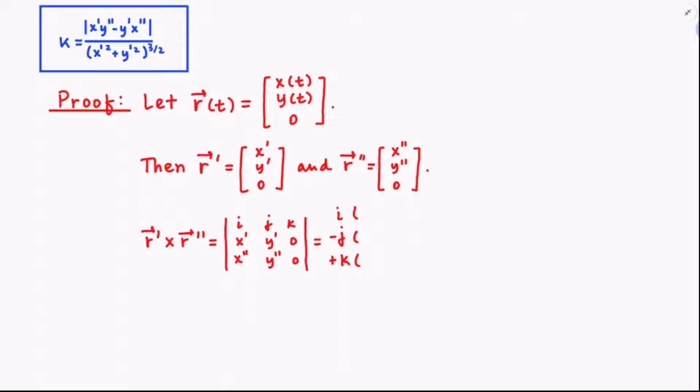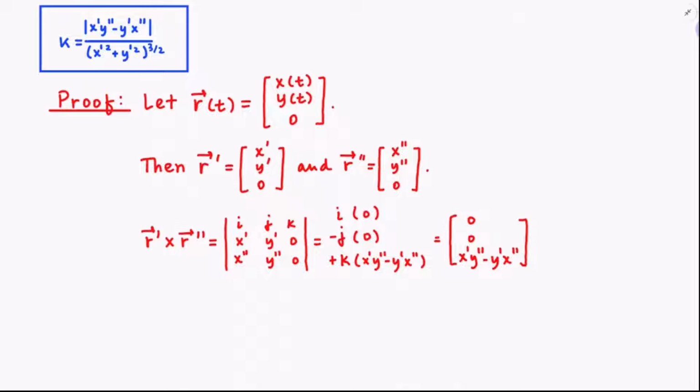Notice that the first two determinants are both going to be 0. And then the last one, when I cover up the column that has the k in it, I'm going to get x prime y double prime minus y prime x double prime. To write that out as a vector, it's 0, 0, and x prime y double prime minus y prime x double prime. So this is promising, right? You see that that's kind of the numerator.